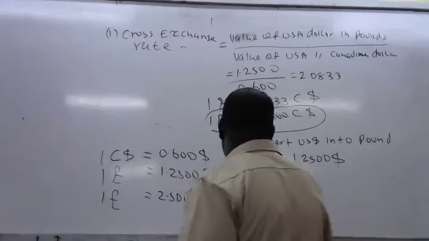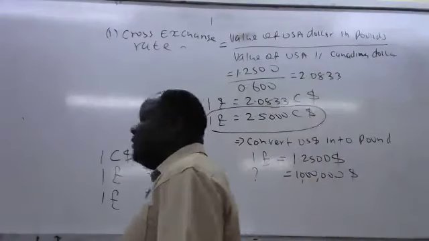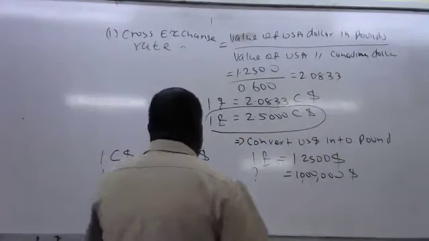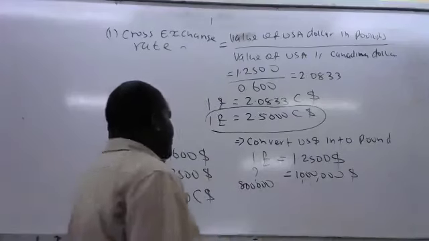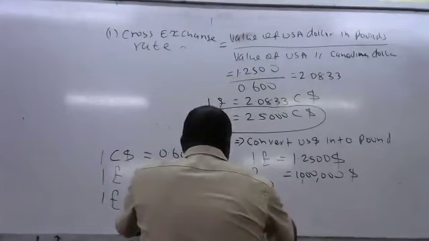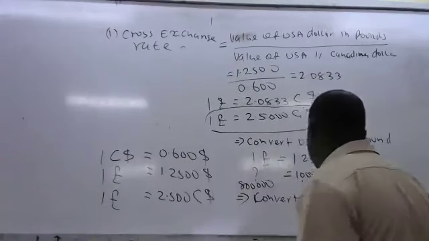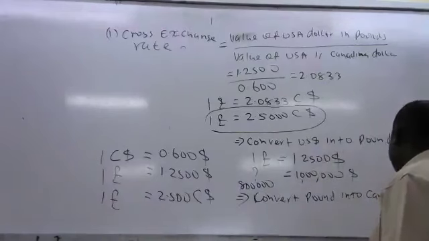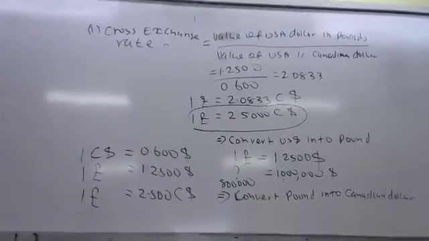But we know there were how much US dollars? It was 1 million US dollars. So you convert that figure into pounds. It will give you 800,000. Then after that, you convert the pound into Canadian dollars. You then convert that pound into the Canadian dollar.